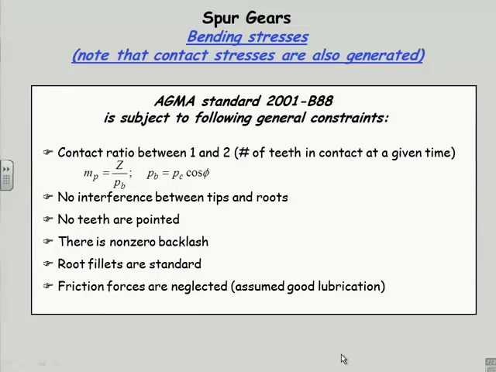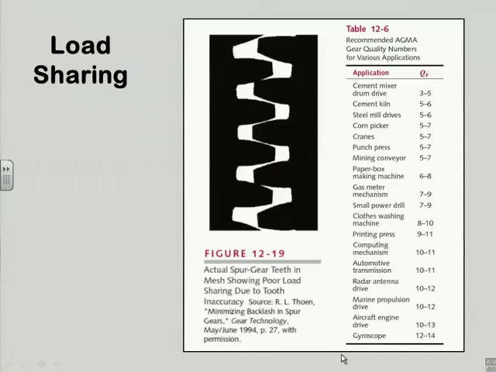No pointy teeth. There is backlash, non-zero backlash. That's realistic. There always will be. The root fillets are standard as defined by AGMA, so the dimensions are standardized, and so are the finishes. And that, of course, affects stress concentration greatly, right? So that's essentially an attempt to control stress concentration. And it neglects friction, so it's assuming good lubrication. So if any of those things are not true, then you're going to have to add some more fudging to your numbers to account for that, which is not specified here.